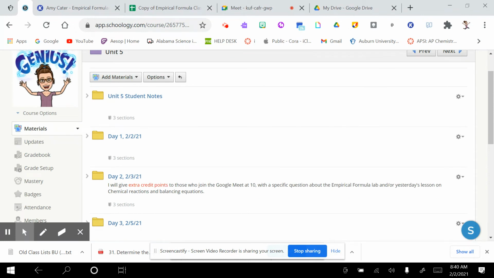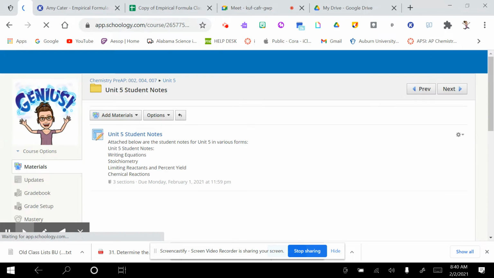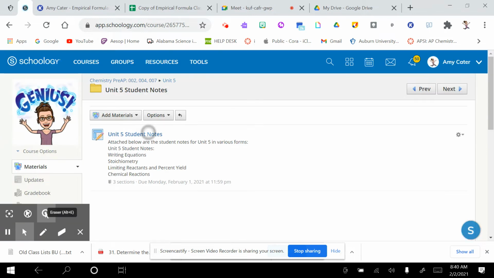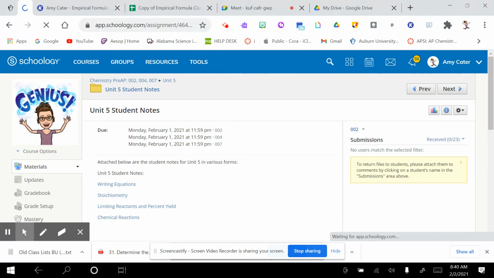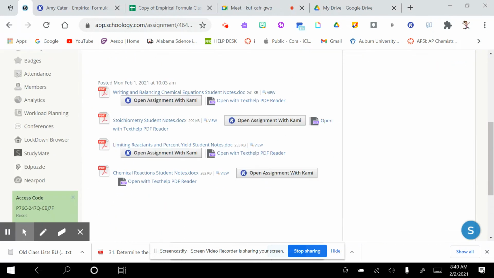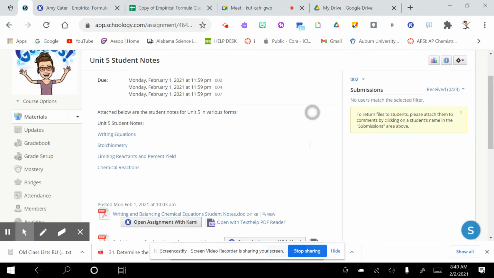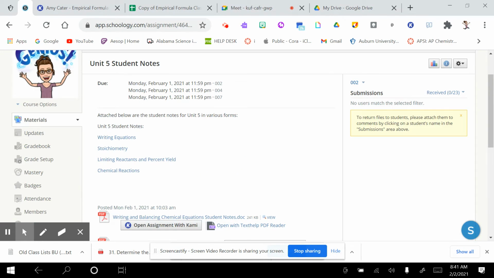Okay, so Unit 5. Your Unit 5 notes are here. I'm not going to print them off. If you want to print them off, that's great, but I'm running out of paper and ink. I have them in 2 forms. I have them as Kami, so you can open it up with Kami. I also have them as links to Google Documents. However you want to do that, get them printed off. If you don't want to print them off, that's fine with me. I don't care. But you need to look at them. That is the point of having them.